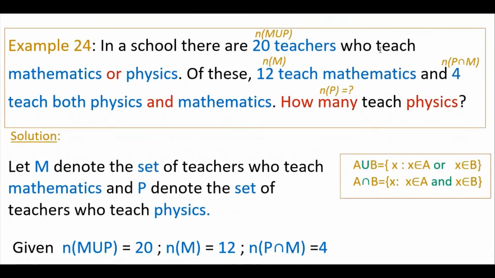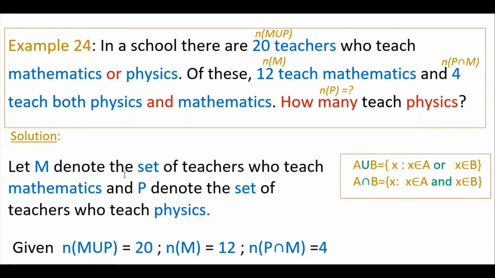In a school, there are 20 teachers who teach mathematics or physics. Of these, 12 teach mathematics and 4 teach both physics and mathematics. How many teach physics? So here let M denote the set of teachers who teach mathematics and P denote the set of teachers who teach physics. So here 20 teachers teach mathematics or physics. We know that if X belongs to A or X belongs to B, then that is A union B. So here this is n of M union P, the number of elements in M union P.